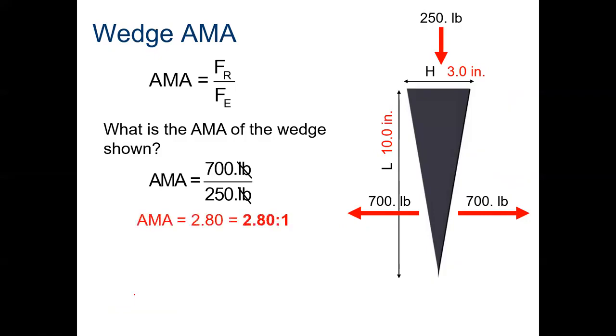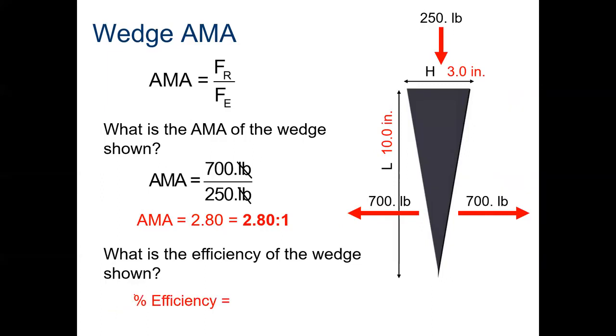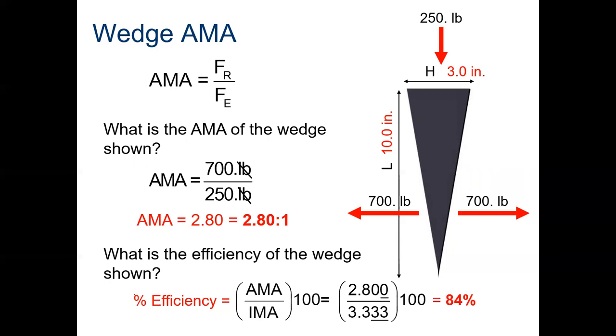So you use the 700 divided by 250, 2.8 to 1, and then you have the efficiency of the wedge, again, AMA divided by IMA times 100 to give you a percentage, and you get 84% in this case. So wedge is very similar to incline plane. It's very similar to the rest of our simple machines in the fact of mechanical advantage. You just have to know where's your DE and where's your DR, where are your forces being applied, and then you can solve, and it's no issue. So we'll end the wedge there.